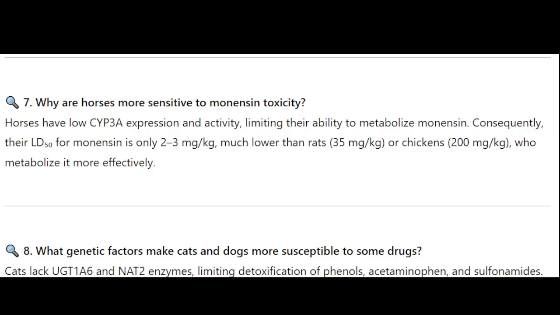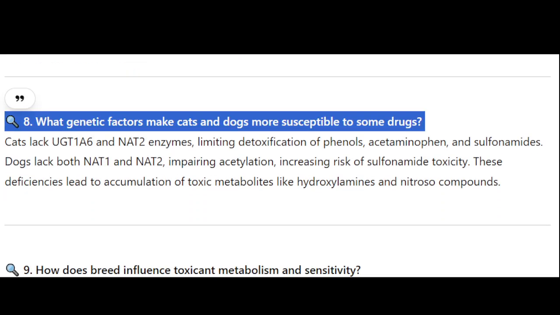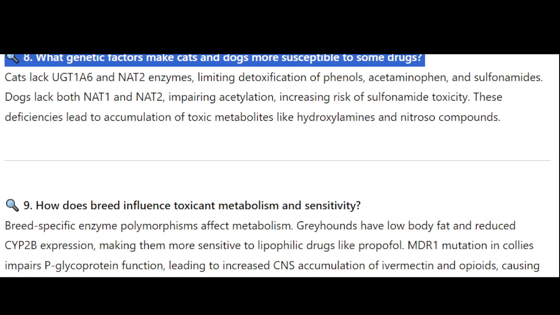8. What genetic factors make cats and dogs more susceptible to some drugs? Cats lack UGT1A6 and NAT2 enzymes, limiting detoxification of phenols, acetaminophen, and sulfonamides. Dogs lack both NAT1 and NAT2, impairing acetylation, increasing risk of sulfonamide toxicity. These deficiencies lead to accumulation of toxic metabolites like hydroxylamines and nitroso compounds.